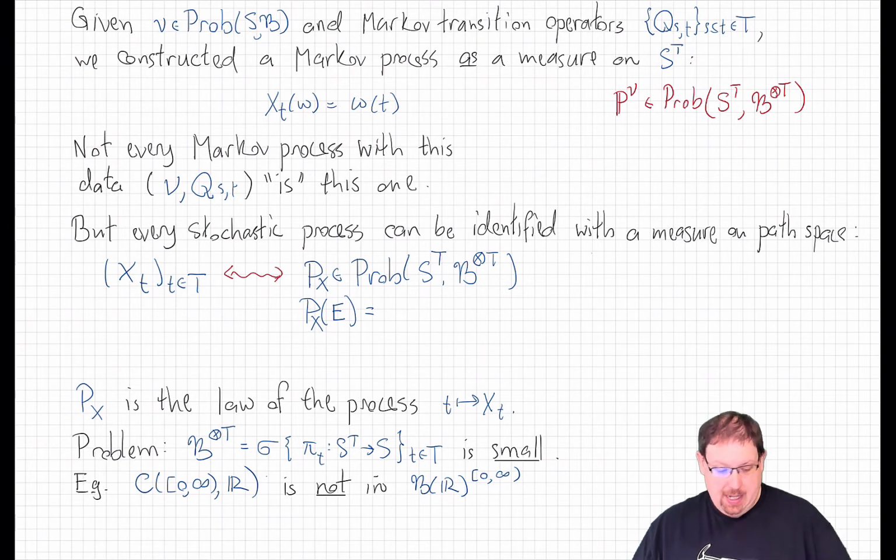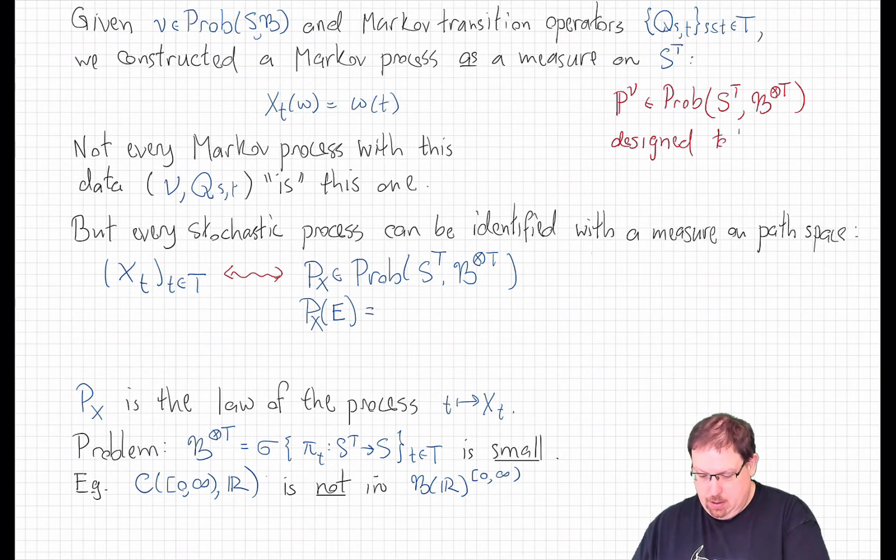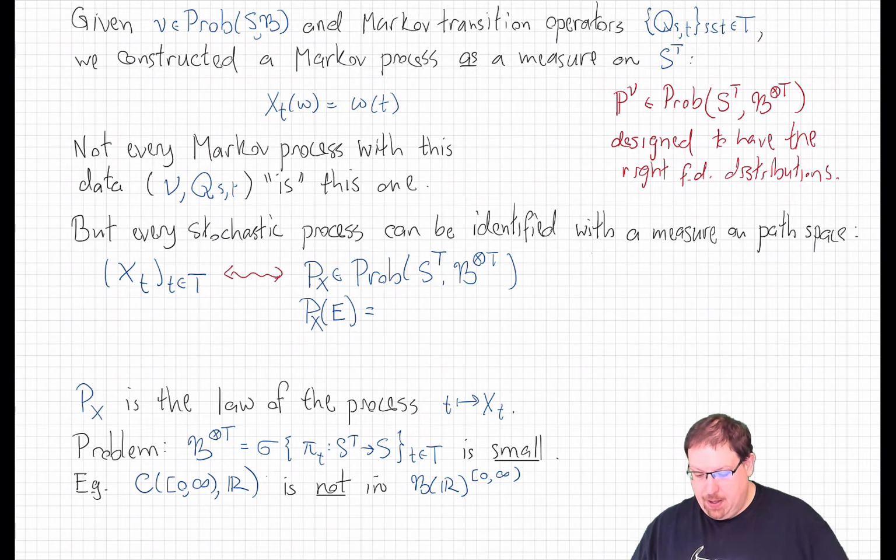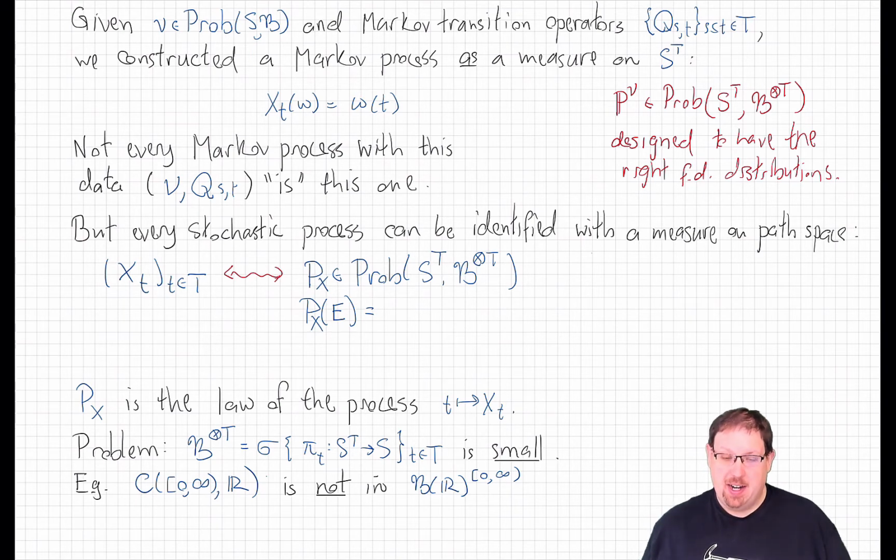Now I want to emphasize again that we designed this construction to have the right finite dimensional distributions. And that's important because that's what we wanted, but also it's important to note that that's all we get. This construction encapsulates the finite dimensional distributions in the simplest path space construction that we can use. But not every stochastic process that is a Markov process with these transition kernels looks like that one.